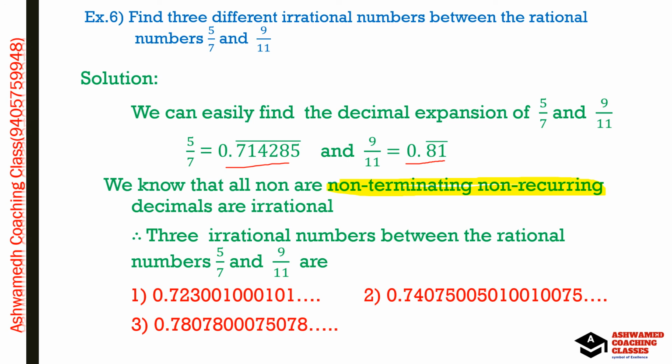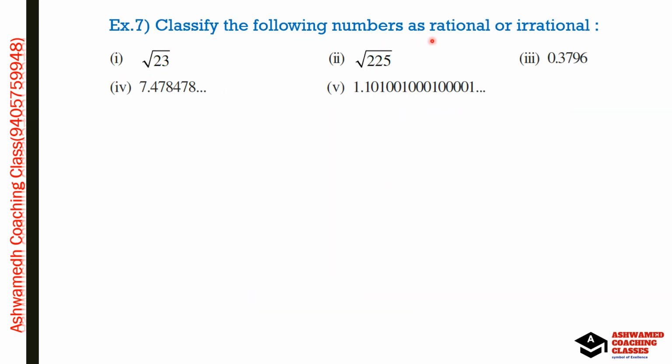We have seen that. Now classify the following numbers as rational or irrational. It is obvious that root 23 is an irrational number. This is a prime number actually, so we cannot find any further factorization of it, and it is not the square of any number, so this is irrational. Now root 225. This is a square of 15, and therefore this is not irrational. This is a rational number.